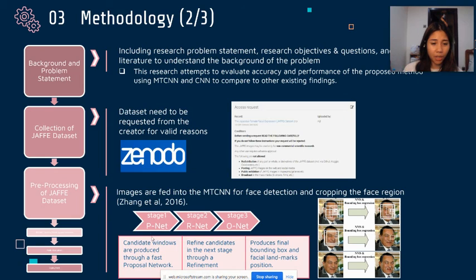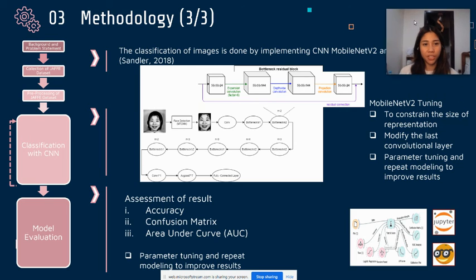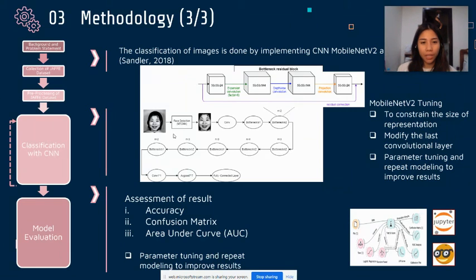Stage one is the P-Net, where the candidate windows are produced through a fast proposal network, short for P-Net. Next is refining the candidate windows in the next stage through a refinement network. The final stage produces the final bounding box and facial landmarks position, as you can see in the example here. Next, the classification of images is done by implementing the CNN MobileNet V2 architecture. So this is where the MTCNN has been done.